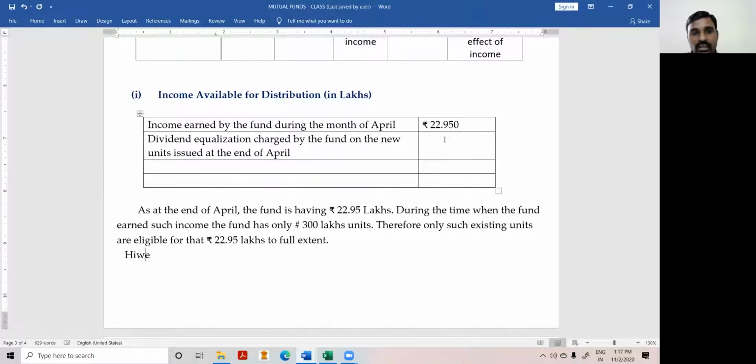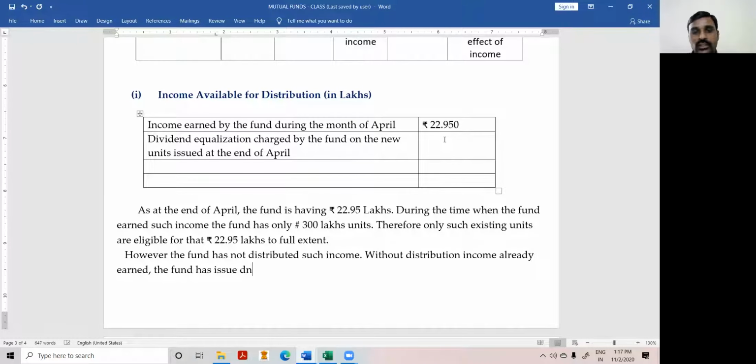However, the fund has not distributed such income. But without distribution of income already earned, the fund has issued new units. Here comes the problem. Look at this point: without distribution of income already earned, the fund has issued new units.